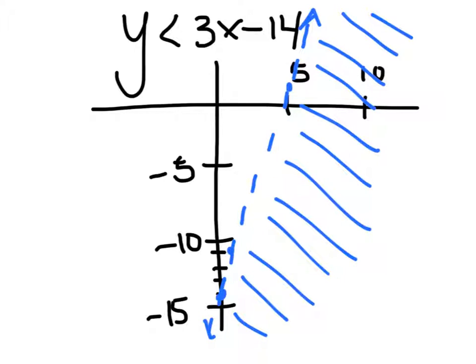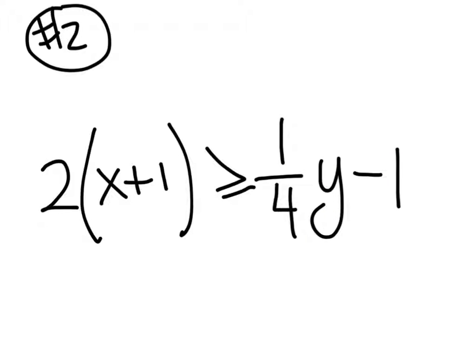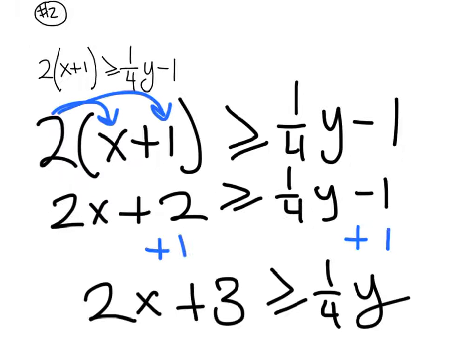Let's take a look at number 2. Number 2 looks pretty similar. It reads 2 times the quantity x plus 1 is greater than or equal to 1/4 y minus 1. So we're going to distribute and get y all by itself. After distributing, the 2 goes to the x and the 1, and so it's still greater than or equal to 1/4 y minus 1. We're trying to get the y all by itself, so first I add 1 to both sides, giving me 2x plus 3 is greater than or equal to 1/4 y.